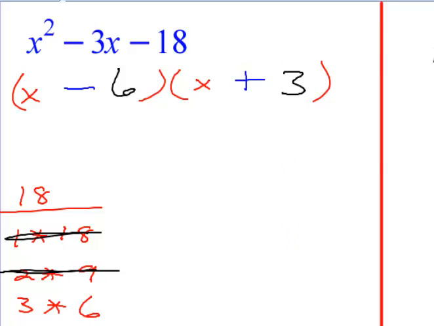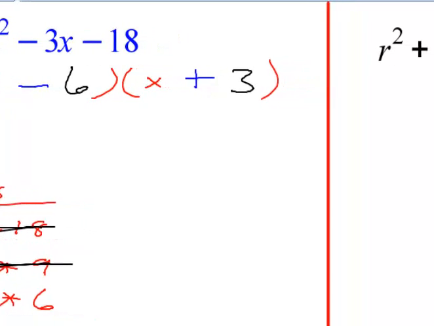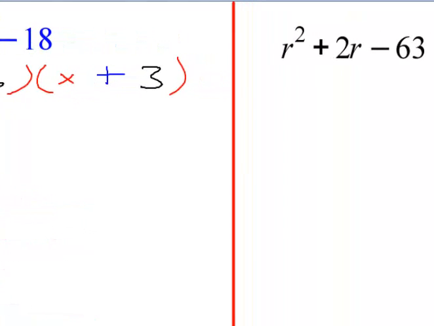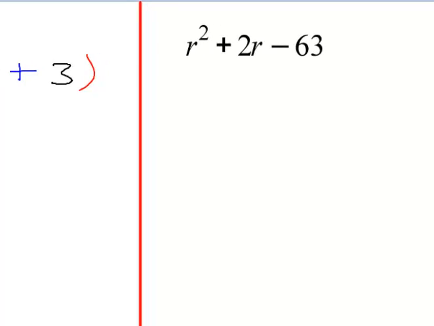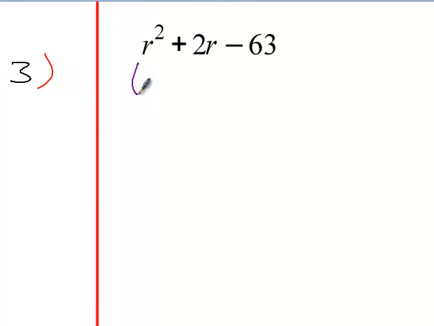All right, so for r squared plus 2r minus 63, you all are going to walk me through this. Tell me what to write. Okay, so space. Wait, is that the right one? Oh, so it's a closed parenthesis. Okay. And then where do I look?